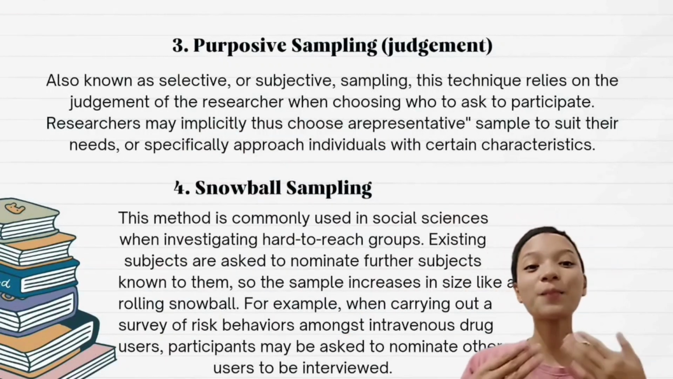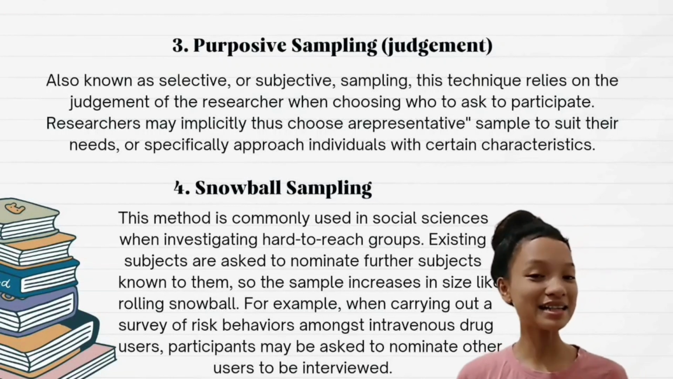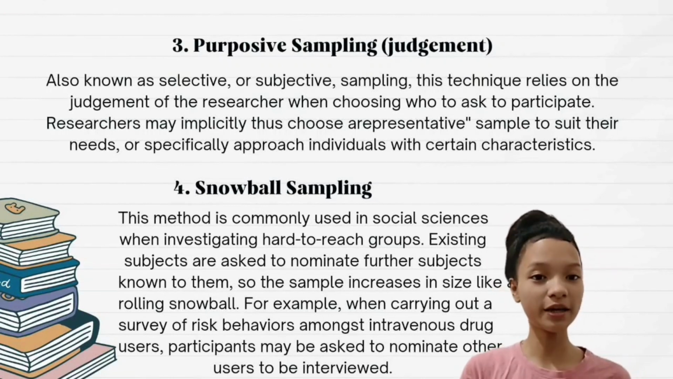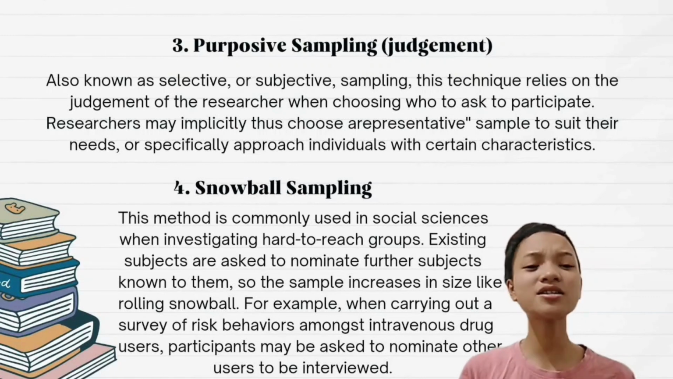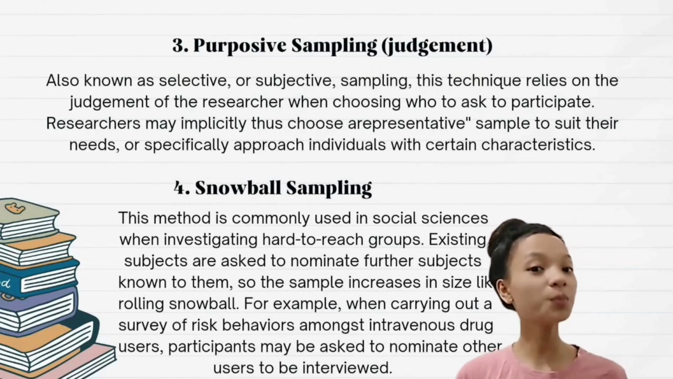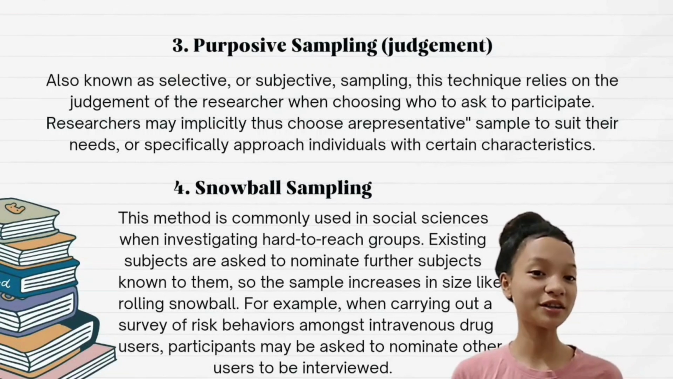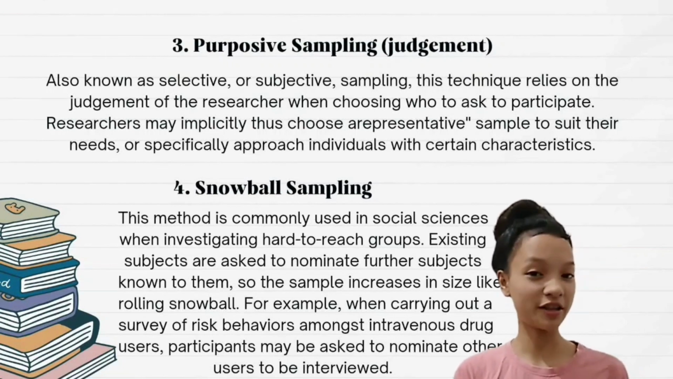And that is purposive sampling. And lastly, we have snowball sampling. The population is hard to access. A snowball sampling can be used to recruit participants via other participants.